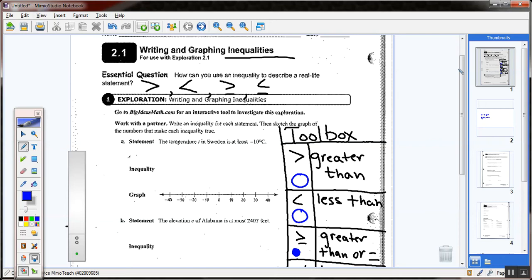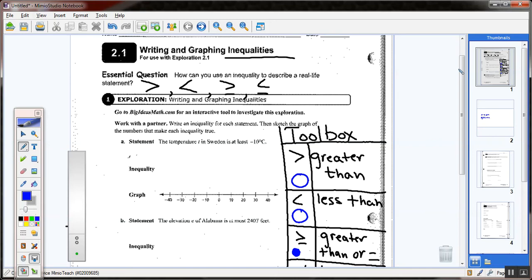It says, in that part where we're going to work together, write an inequality for each statement, and then sketch a graph of the numbers that make each inequality true. How about a volunteer to read statement A for me? I think Matt should do it. Matt, you want to read that one? You've been nominated. Read statement A. The temperature in Sweden is at least -10 Celsius.